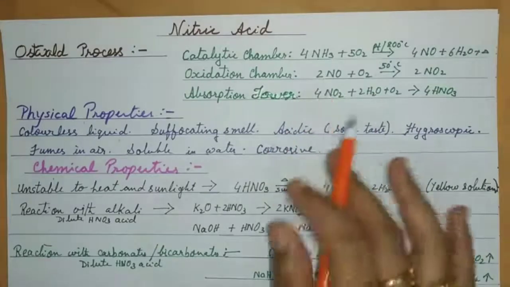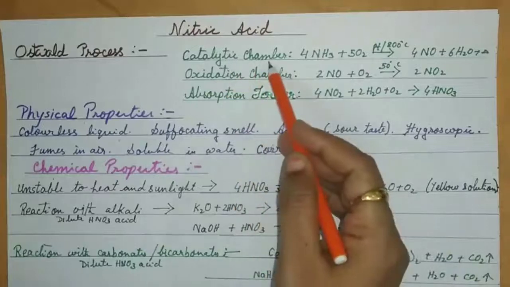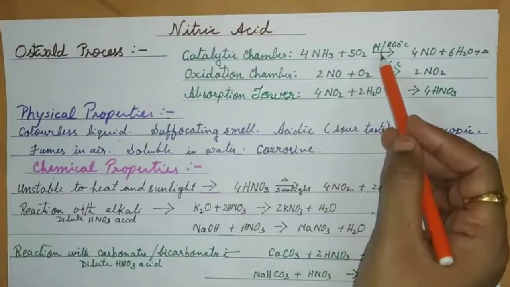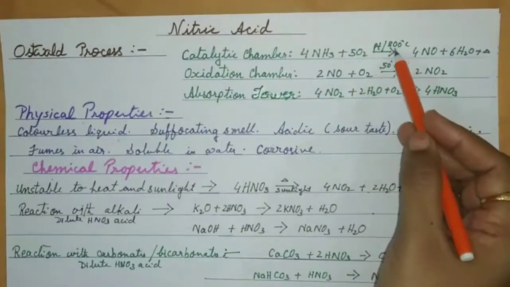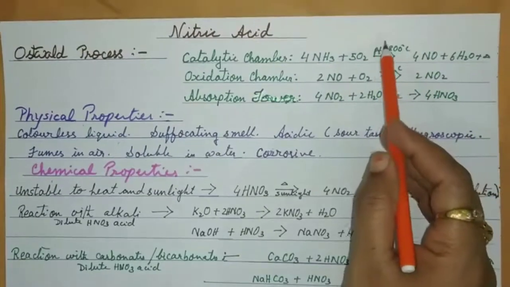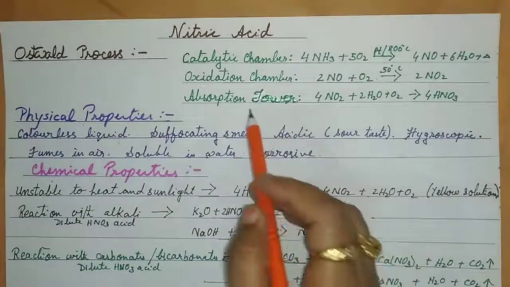Therefore, a large amount of air is taken into the catalytic chamber, where ammonia reacts with oxygen in the presence of platinum at some 800 degrees Celsius to give you nitric oxide, water and heat. This reaction we have already done in the ammonia chapter, so it's used in the Ostwald's process also.